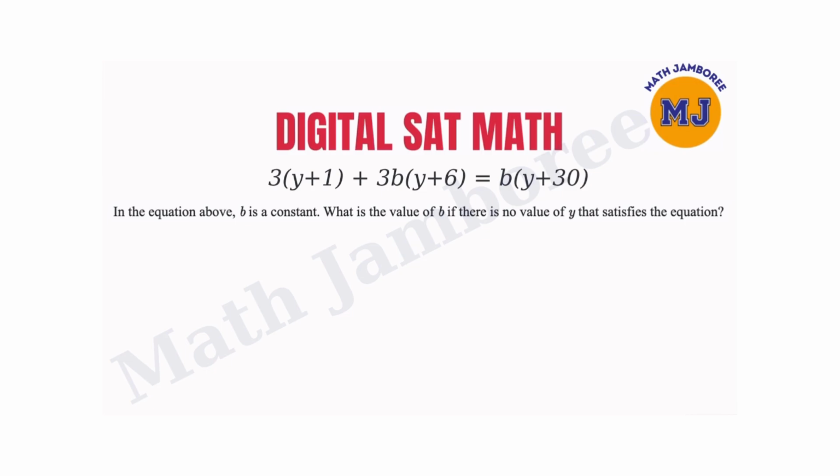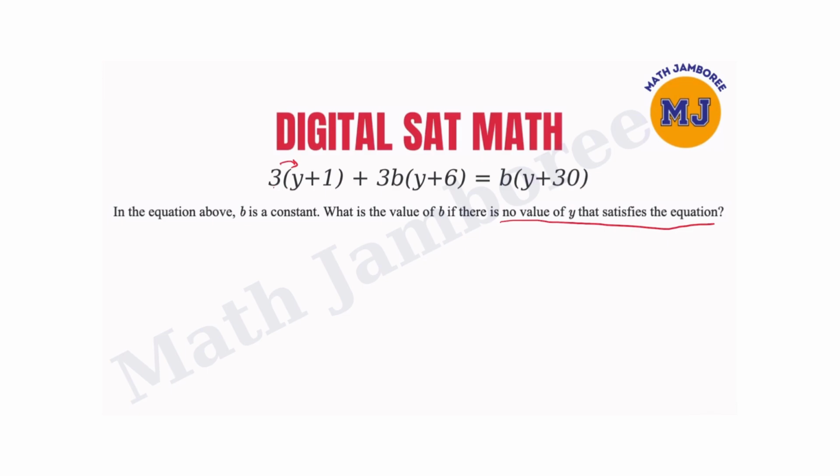If there is no value of y that satisfies the equation, this means that you will have y on both sides of the equation, but the same amount. Let's say if you have 2 y's on the left side, you will have 2 y's on the right side, so that they can eliminate each other. Therefore, we will just try to find the y terms, and then we will set up our equation to solve it.